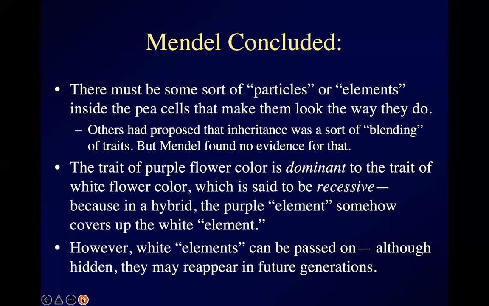All that it means is that when you cross a purple flowered plant and a white flower plant, the purple color, this little purple element, whatever it is, masks the white element. It hides it. It covers up the presence. But white elements, whatever they are, may reappear in future generations. So purple masks white, and that's what we mean when we say that purple flower color is dominant and white flower color is recessive.